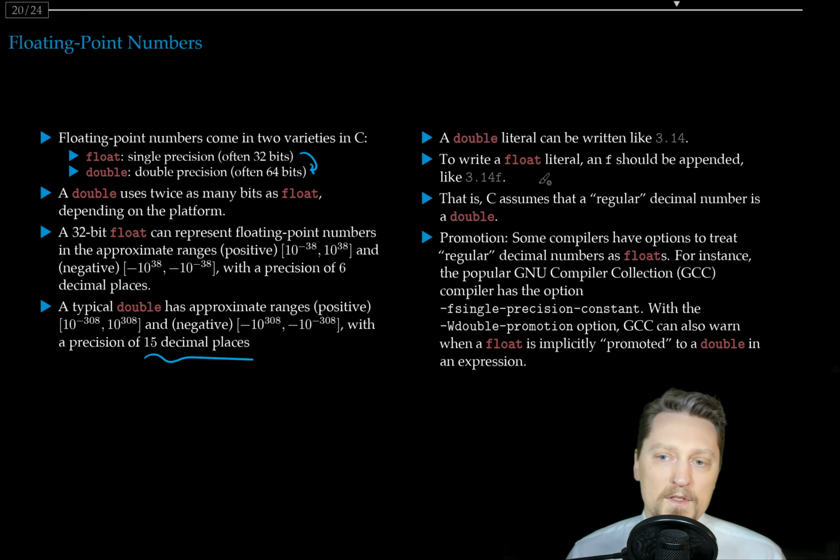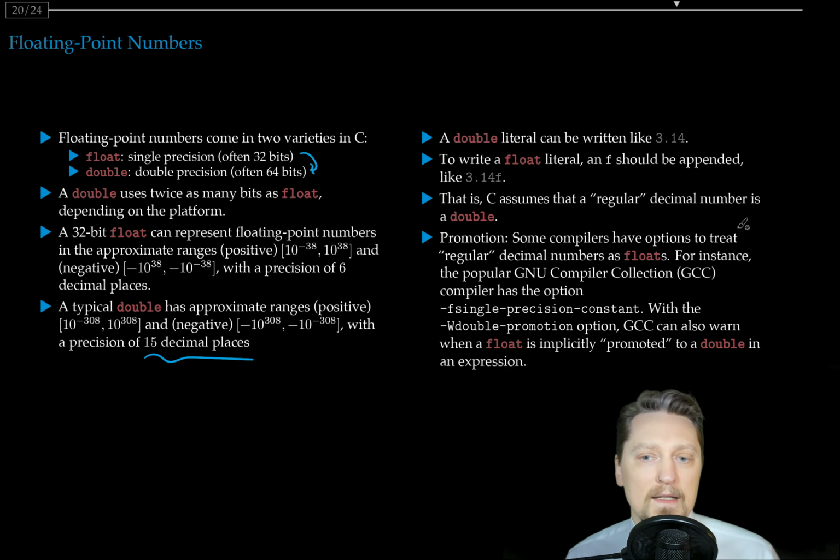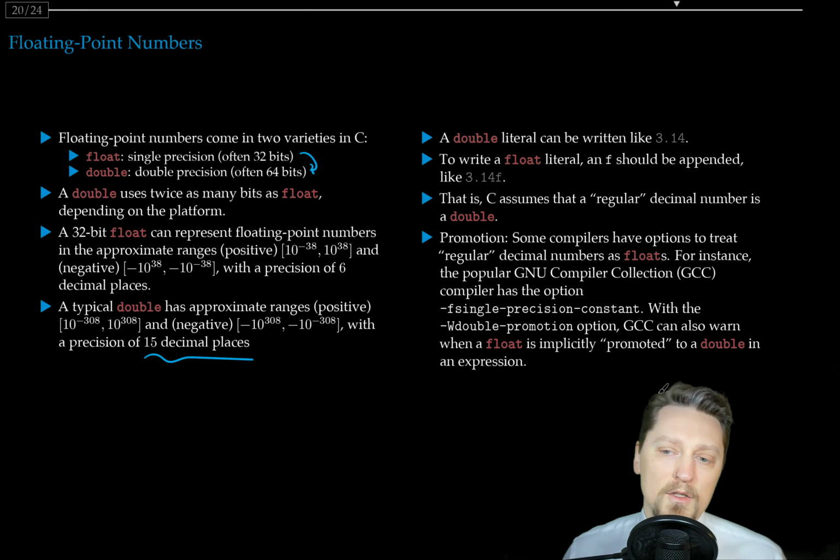Promotion. Some compilers have options to treat regular decimal numbers as floats. For instance, the GNU compiler collection GCC compiler has the option -fsingle-precision-constant that can be used for that purpose. With the -Wdouble-promotion option, GCC can also warn when a float is implicitly promoted to a double in an expression.